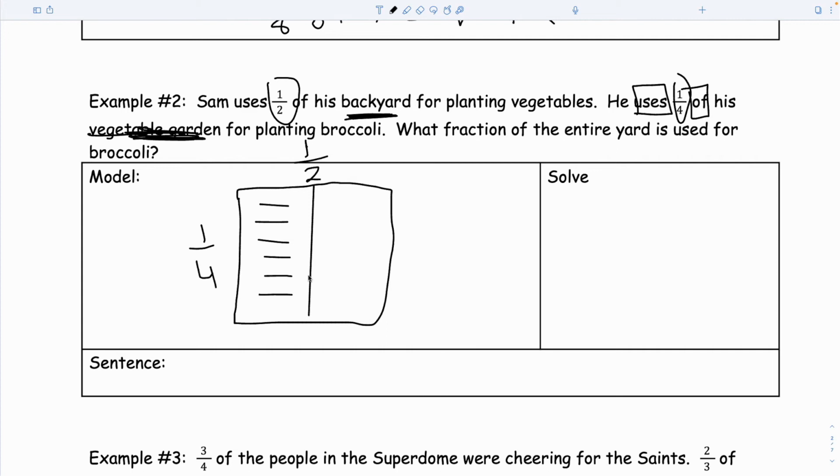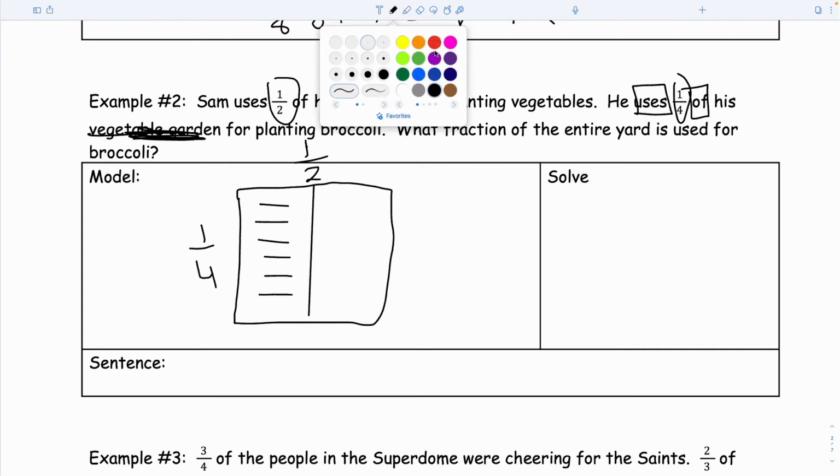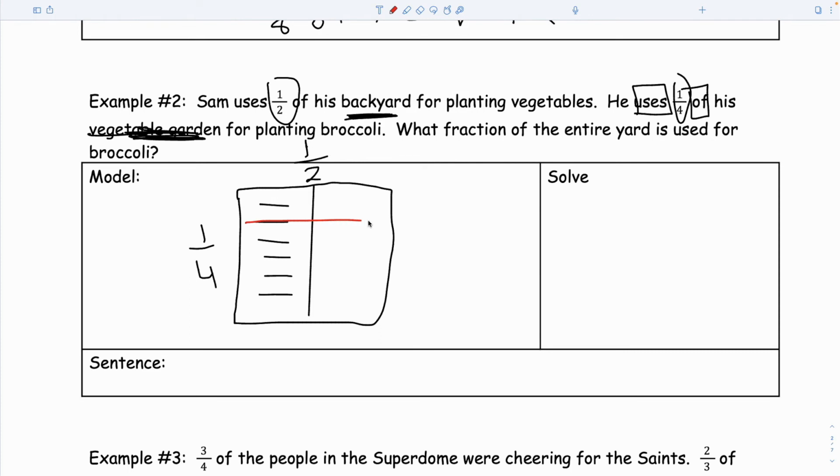If you have different colors, some of you have them in your backpacks, but sorry, I should have put that up there if you have markers. Okay, so there's the 4 sections. 1, 2, 3, 4.